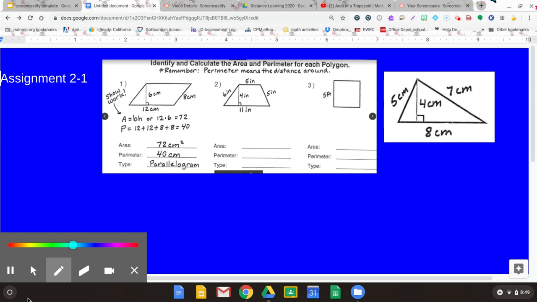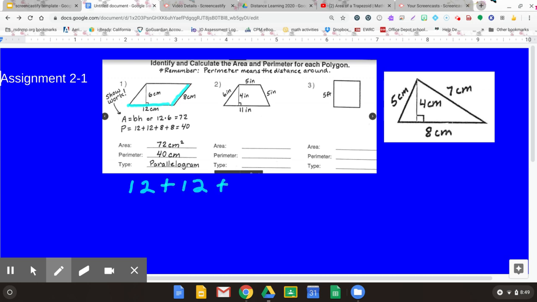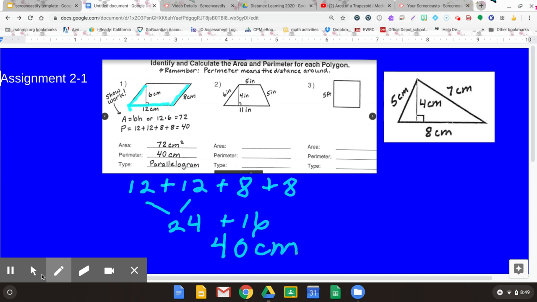Now to find the perimeter of that same parallelogram, I'm just going to add all four sides together. So I'm given that the bottom is 12, so that means the top is also 12. So I have 12 plus 12, plus the sides are both 8. So I have 8 plus 8. So when I simplify, I have 24 plus 16. So my total is 40 centimeters. And I'm not squaring that because I'm just measuring the lines, the edges.